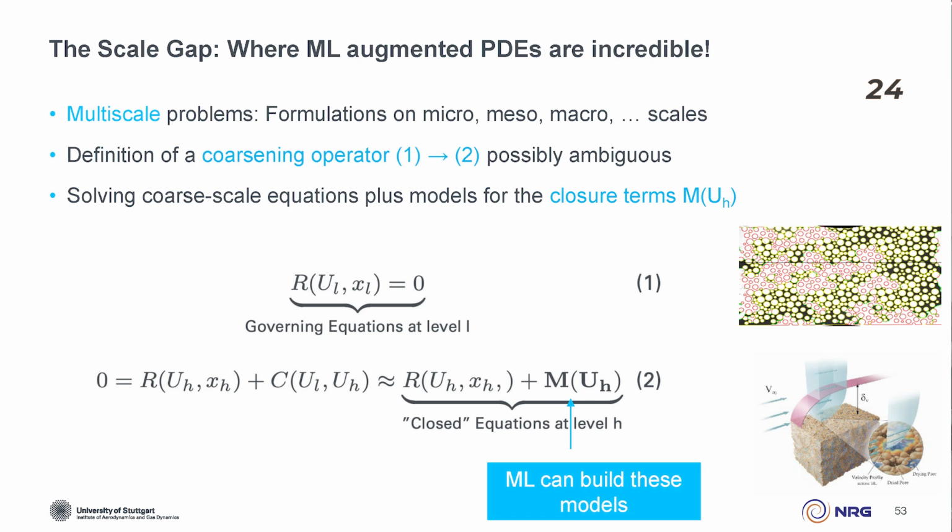Instead, I need to come up with some coarsening operator that upscales my equations to this larger length and time scale. And by doing that, I'll necessarily introduce some form of closure model or scale bridging model that allows me to incorporate effects from the small scale that I'm not going to resolve on this coarse scale here. So this model term here is the footprint of this fine scale information on this coarse scale.